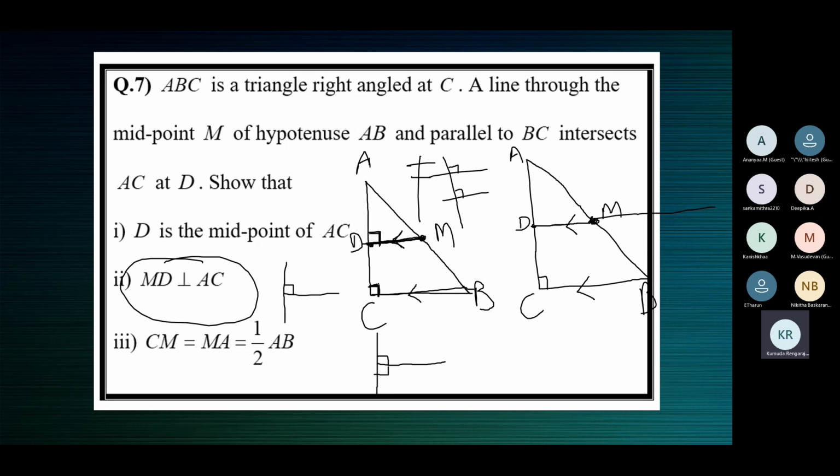This is 90 because it's a right angle at C. So this is 90, so this is also 90. And that's it. So MD is perpendicular to AC.